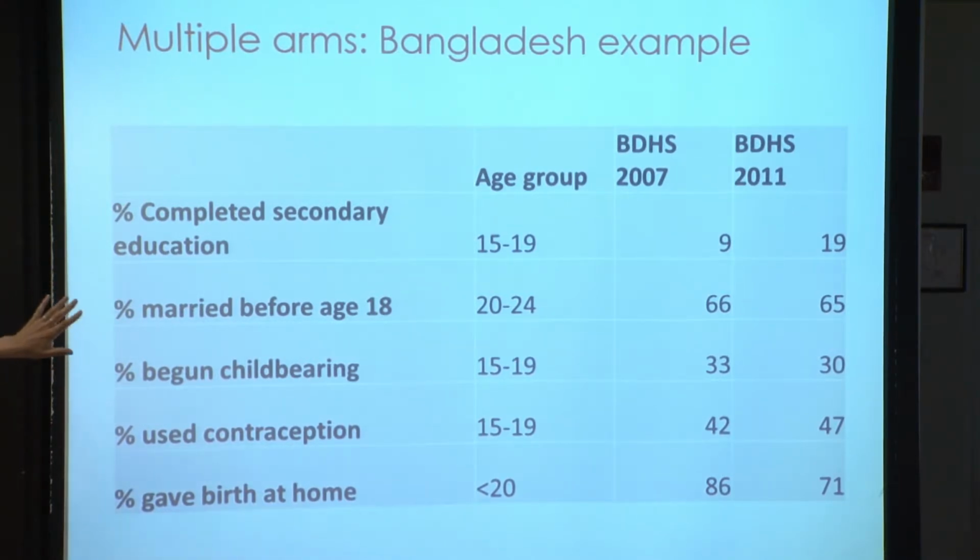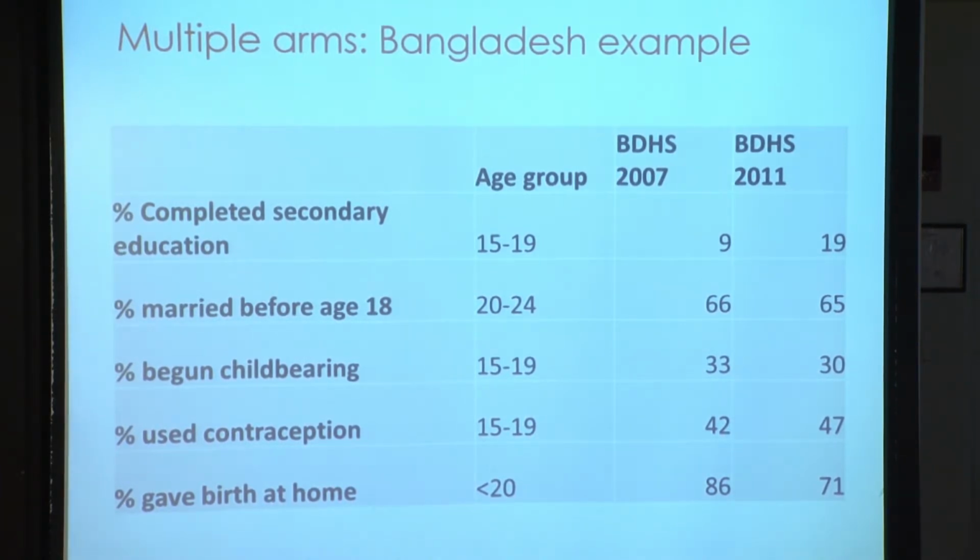So this is from national level data, and you get the percentage of girls completing secondary school, 9% in 2007, 19% in 2011. The percent of girls who are married before the age of 18, 66%, 65%, no real decline. So the majority of girls are getting married while they're still kids. They're giving birth as teenagers.